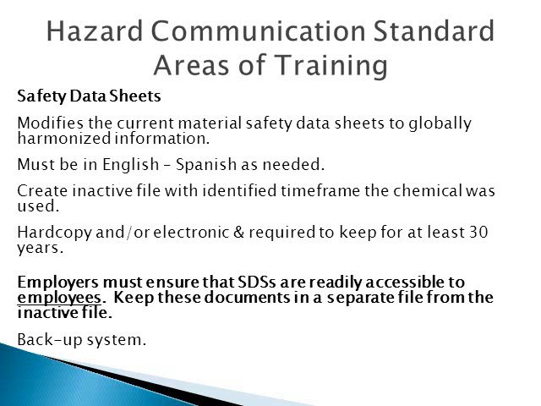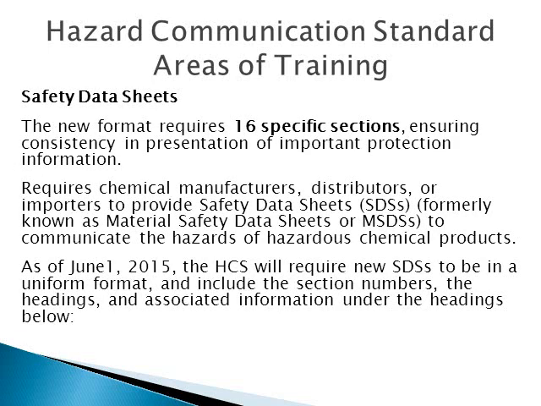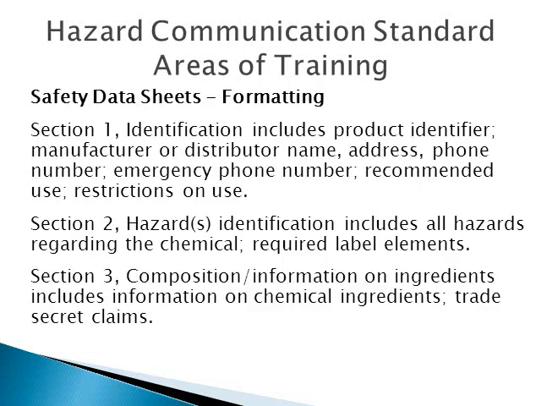Active data sheets should be kept separately from inactive sheets, and you should always have a backup system for active and inactive sheets. The new safety data sheet format requires 16 specific sections of information to be disclosed on every hazardous chemical found in the workplace. And by June 1st, 2015, the Hazard Communication Standard requires that all new safety data sheets conform to the new format under the section headings below.